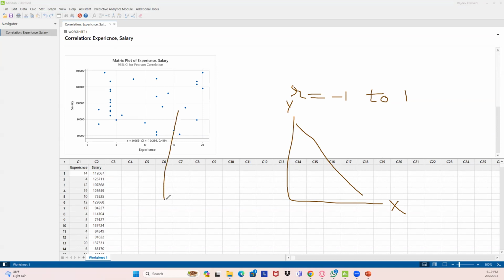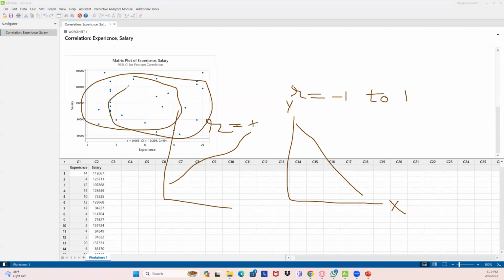The other thing, positive correlation. X is increasing, Y is also increasing. Your experience is increasing, and so is your salary. So R is positive. Or 0 means no pattern; this is 7%, which is almost close to 0. It means it doesn't show any pattern in this data. So correlation goes from -1 to +1, whereas R square, regression, is 0 to 1. 0 means no causal relationship, and 1 is 100%.